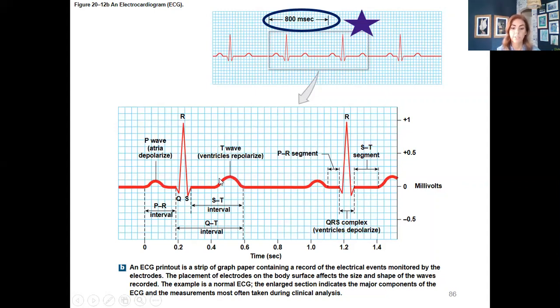There are intervals and segments. All of the little squares are specific to measurements. There are different types of ECG papers and different types of measurements. If you're going into that field of cardiology, you will learn a whole lot more about that. For right now, what I really want you to focus on is making sure you understand that the P wave is atrial depolarization, QRS is ventricular depolarization and atrial repolarization, and the T wave is ventricular repolarization.